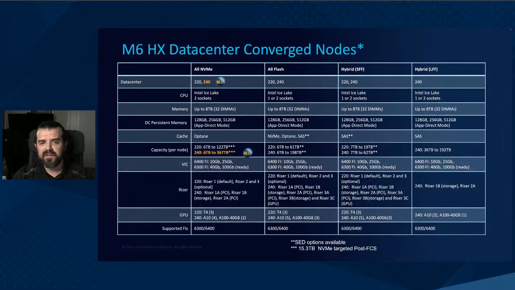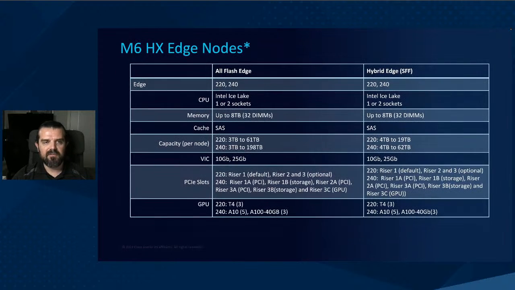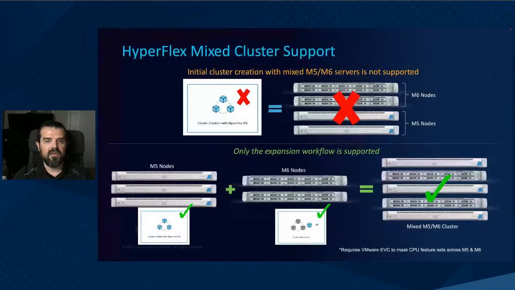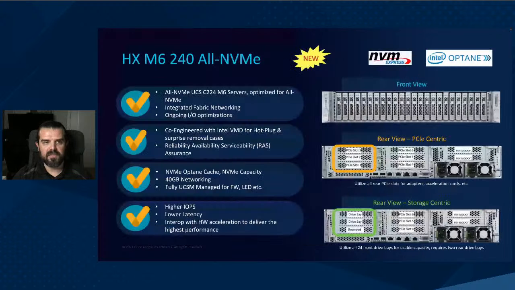And these are for your reference. I will share these slides with our team, and they will send these slides to you. So these are the configurations that we can have. These are also configurations we can have for Edge. And if you have customers that are using M5 clusters, we can add M6 nodes to those M5 clusters, which is possible and supported, for your information.